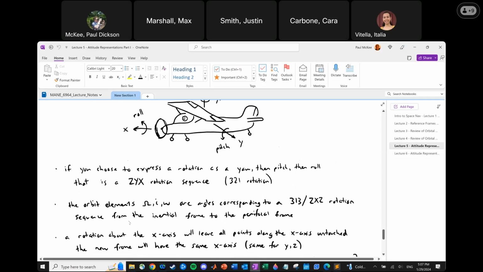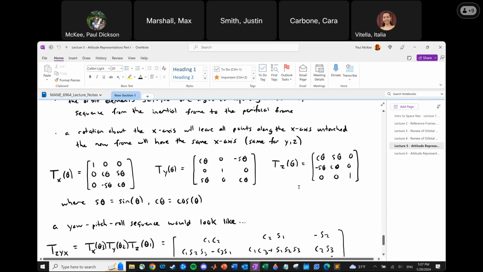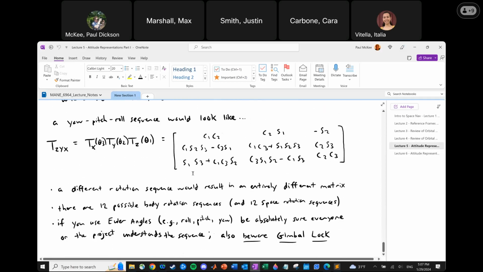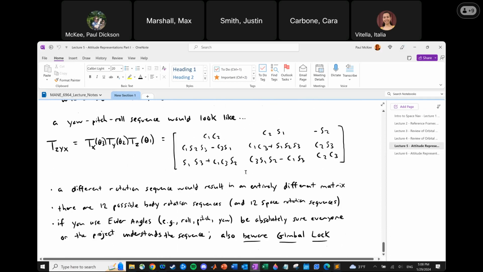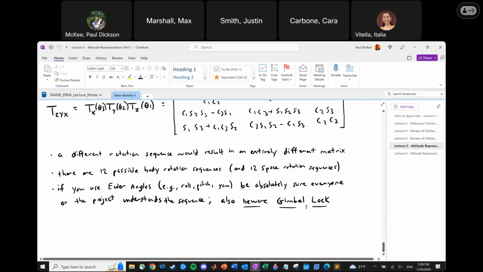We might remember that the sequence that gets us from the Newtonian frame to the perifocal reference frame all the way back in orbital mechanics, lecture 4, was a 3-1-3 or a z-x-z rotation. And then finally, we talked a little bit about how ugly the matrices get when you actually try to multiply these out. And so at the end, I left off on kind of a cliffhanger.